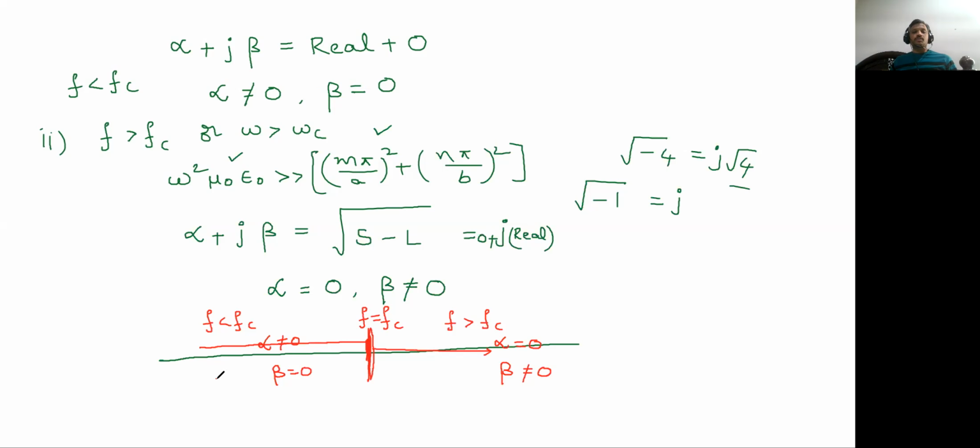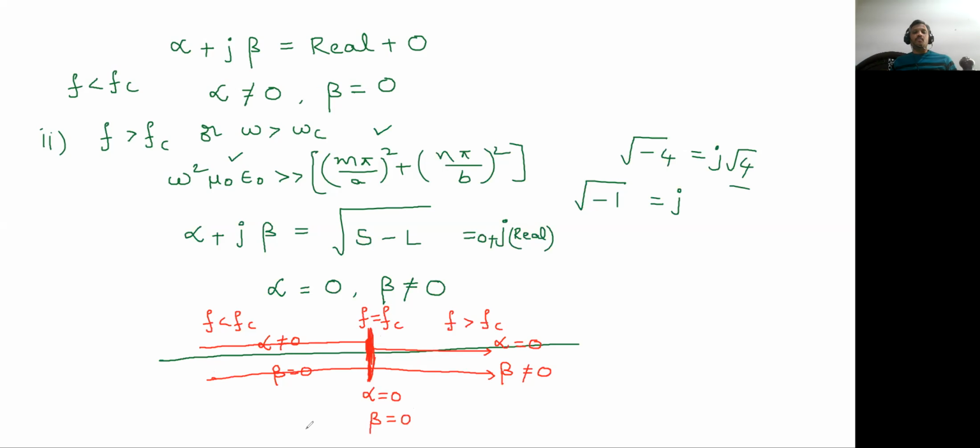Beta is equal to 0 till this. That means at f equal to fc also beta equal to 0. But after that, beta has become not equal to 0. So it is simply saying that at f equal to fc, alpha will be 0 as well as beta will be 0.